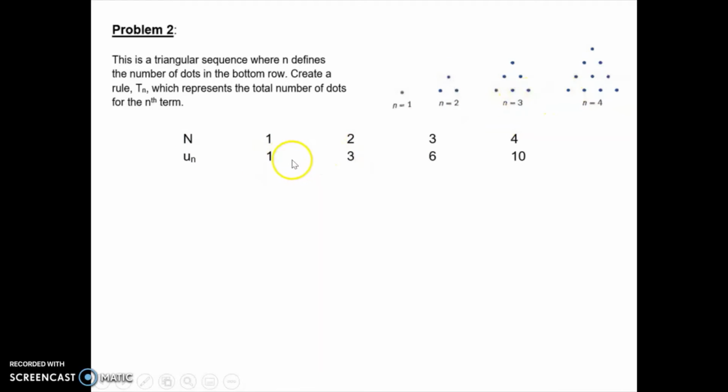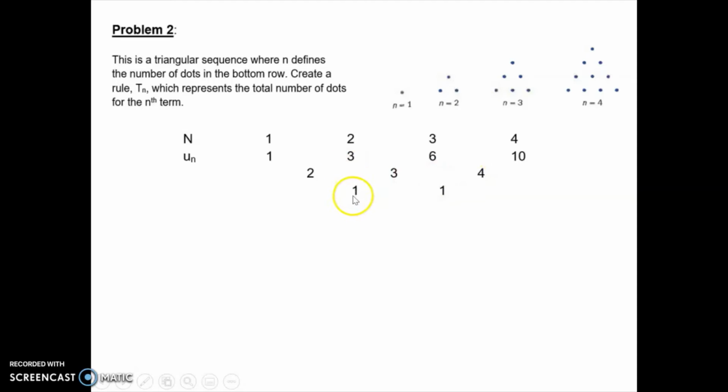Okay, so hopefully you filled this in as your sequence. When n is 1, 1 dot. When n is 2, 3 dots. When n is 3, 6 dots, right? And when n is 4, 10 dots. There's our sequence, the one you're trying to find a rule for. Try it now. Okay, so I found the first difference, which is not constant.